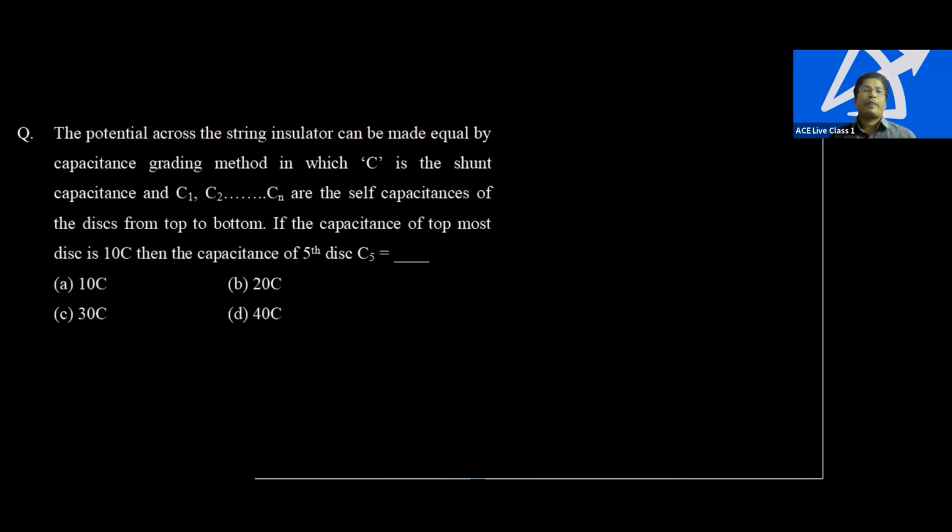One more question. The potential across the string insulator can be made equal by the capacitance grading method, in which C is the shunt capacitance. Right, students? So shunt capacitance value is given as C. And C1, C2 and so on up to Cn are the self capacitances of the discs from top to bottom. If the capacitance of the topmost disc is 10C, meaning C1 is 10C, then what is the capacitance of the fifth disc?